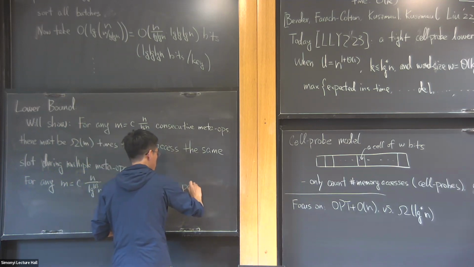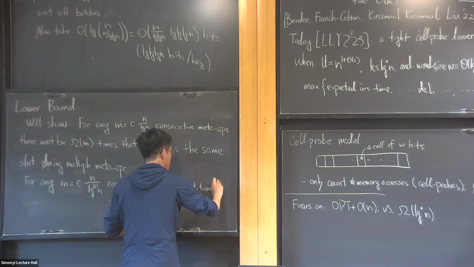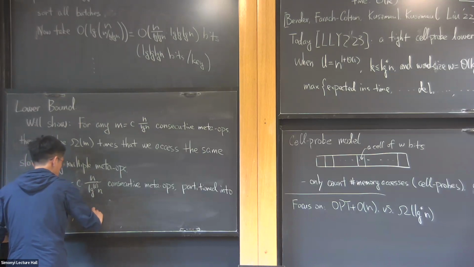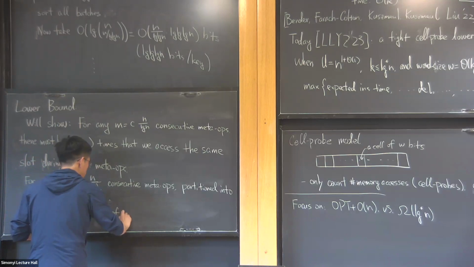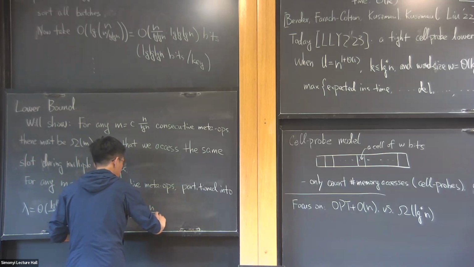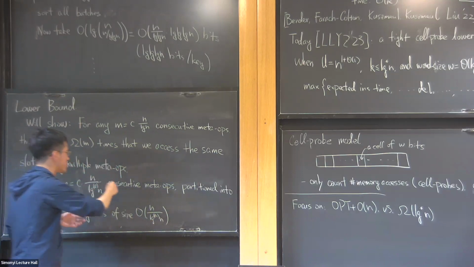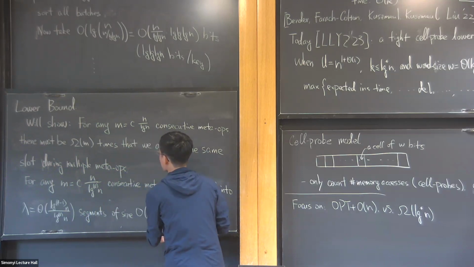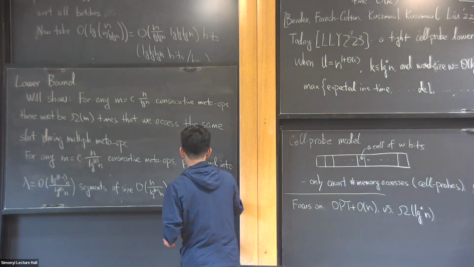And this is partitioned into lambda, which is log iterative log of L minus 1 of n, divided by L iterative log of n, segments of size n over log L minus 1 n, which corresponds to the level L minus 1 batches. There must be a linear number of times where we access the same slot during multiple segments.